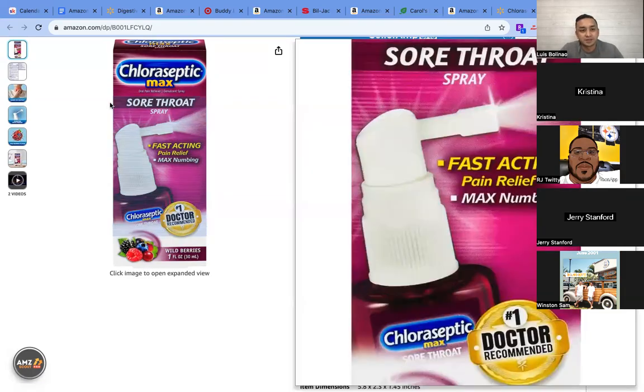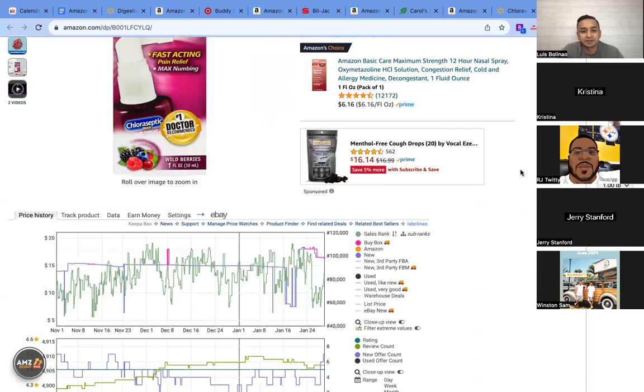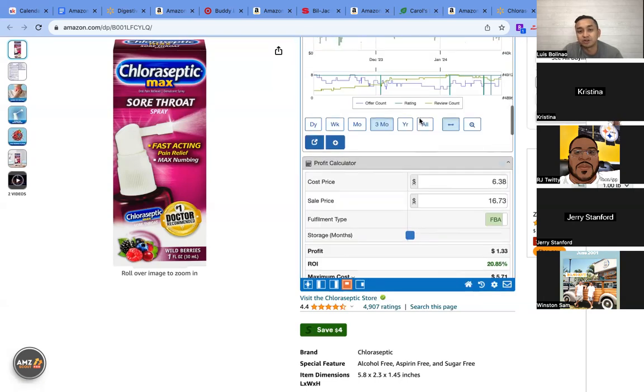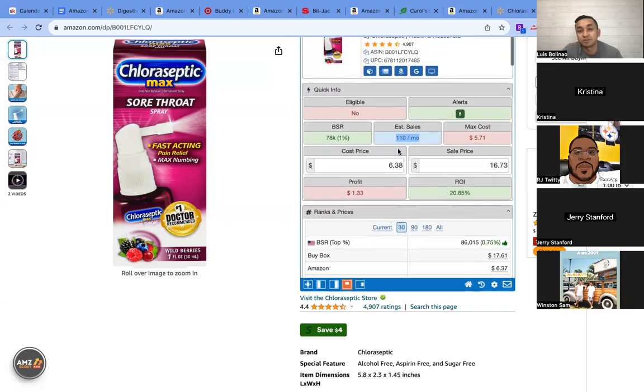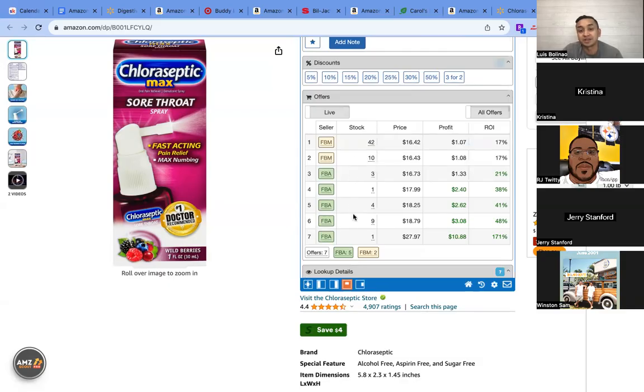So, I would personally buy it. I think there's enough sales to go around for this product. So there's 110 sales a month. And by looking at the competition, I think it's a pretty fair ratio, meaning us sellers here can share the sales with each other and still make a profit.